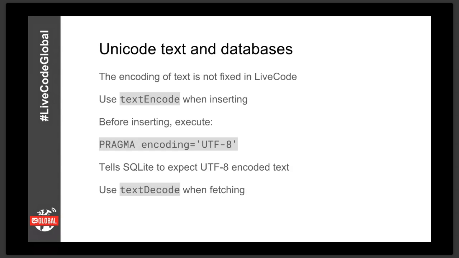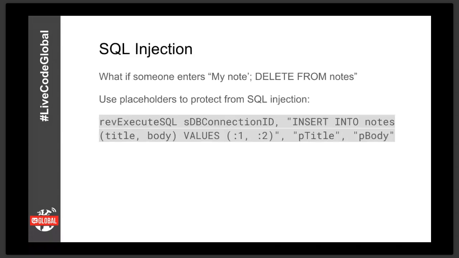Another thing we touched on in the first talk was using Unicode. Now the encoding of text in LiveCode fields is not always fixed. Sometimes it's native, sometimes it contains multi-byte characters or Unicode characters. So before you insert, make sure you textEncode it to UTF-8 in this case, and also run PRAGMA encoding UTF-8. That's an SQL command which will tell our SQLite database that we're expecting UTF-8 encoded text. And similarly, when we're getting data out of the database, make sure we textDecode back into LiveCode text, which then means it's ready and usable by LiveCode. We can put it in and out of fields.